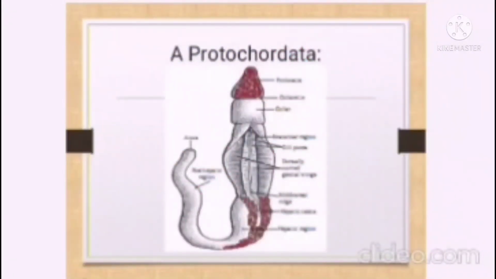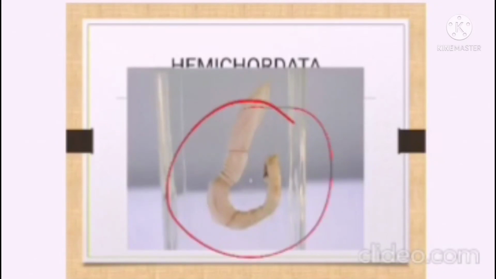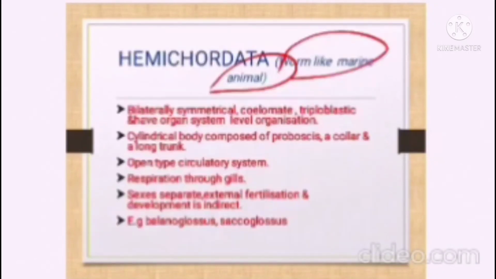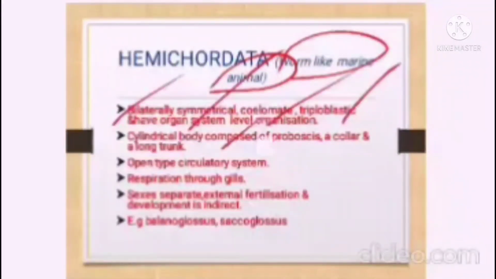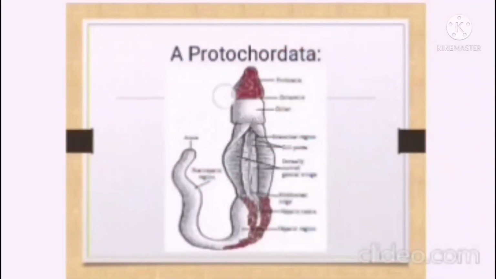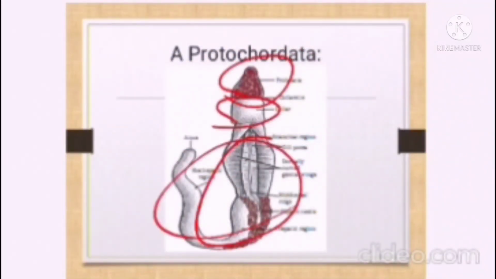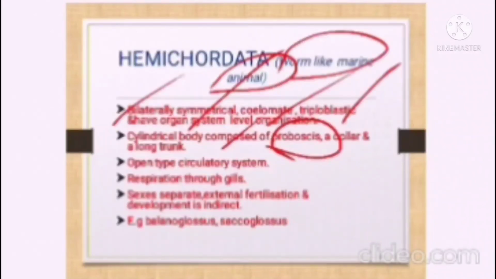So it is Hemichordata, a protochordate. So you can find this is the structure, okay, of a protochordate. So what are the characteristics? Bilaterally symmetrical, yes, you can cut into two equal halves in one plane. Coelomate, triploblastic, organ system level. Cylindrical body, having a proboscis. Proboscis is the mouth, then collar and long trunk. So you can find this is the proboscis, collar, trunk. Okay. So this is how they are divided.